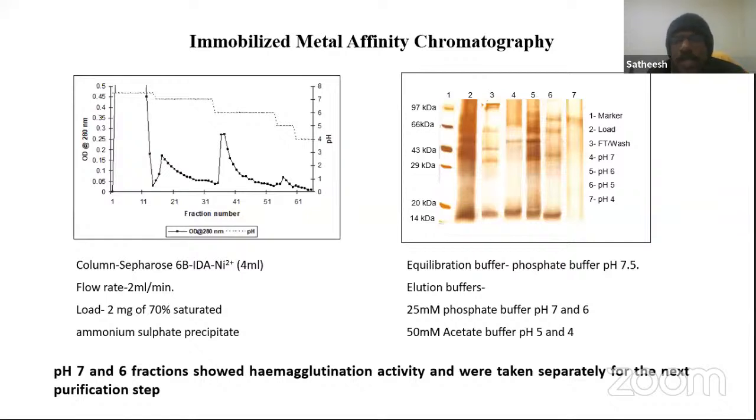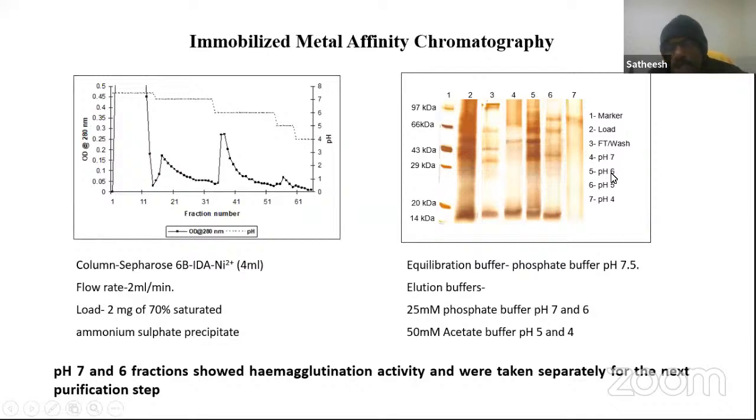Okay, so we washed the column, and you can see that this is the marker, this is the load, this is the flow through, this is the wash, and these are the elutions. Lanes 4, 5, 6, 7 are the elutions.